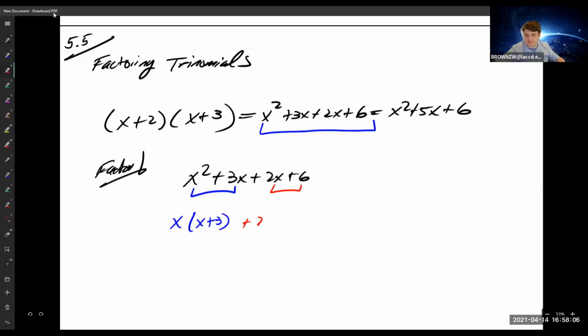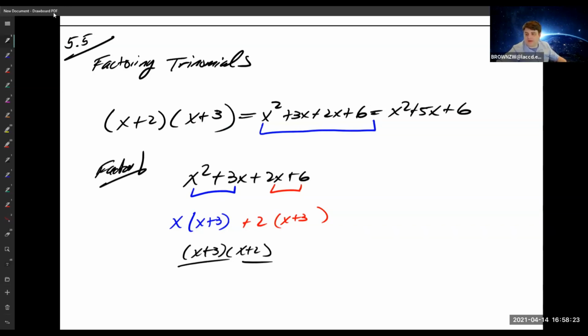Here we could factor out a 2, which would leave me with an x plus 3. And so what we have here is x plus 3, x plus 2, which is exactly what we wanted, right? We want to factor this down.